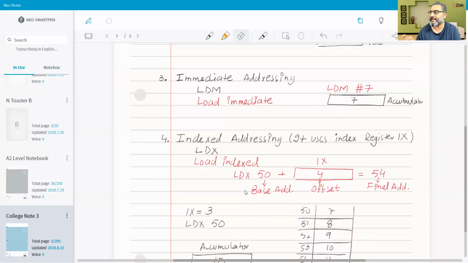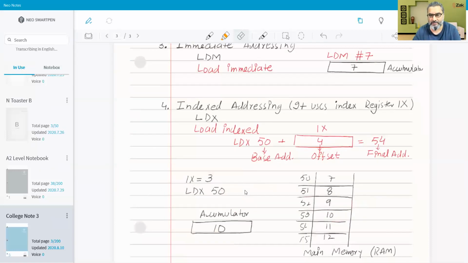And then we have got indexed addressing. It uses the index register. The role of the index register is to help the system access memory addresses in a loop, in a series, without writing so many commands. So when we write LDX, it means we are going to use the index register, whose abbreviation is IX. Let's say we write the command LDX 50. That means this 50 is a base address. That 50 will be added to the content of the index register, which is called the offset. So 50 plus 4 becomes 54, and that is the final address.